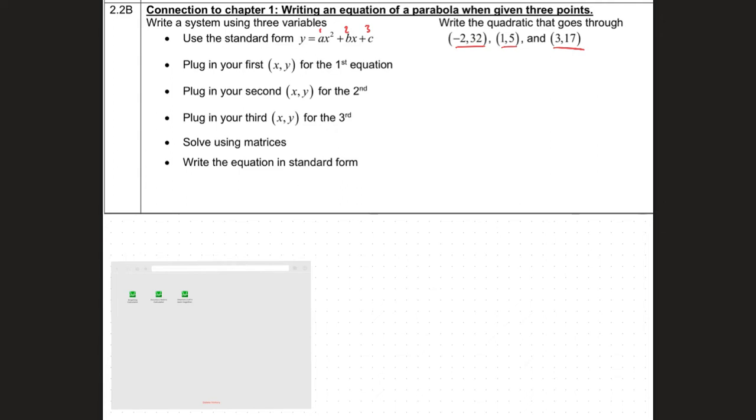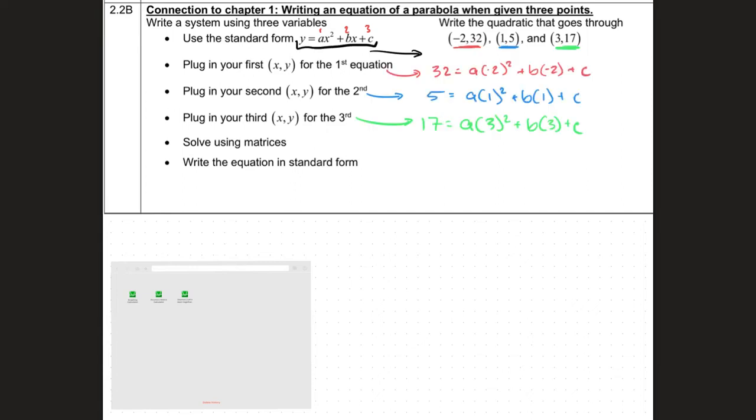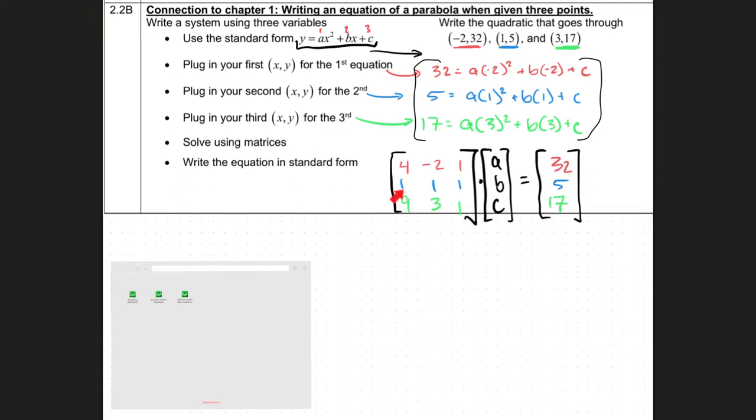So we'll first write it out as the equations. So I have my 3 equations. I have 3 unknowns, A, B, and C. And we are going to use this as our matrix. So here I have my coefficient matrix, my variable matrix, because I'm trying to solve for the variables A, B, and C. And I have my constant matrix. If I wrote it as an augmented matrix, there would just be a line here. And then I'd have 32, 5, and 17.